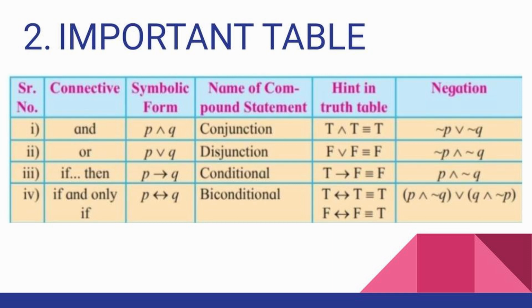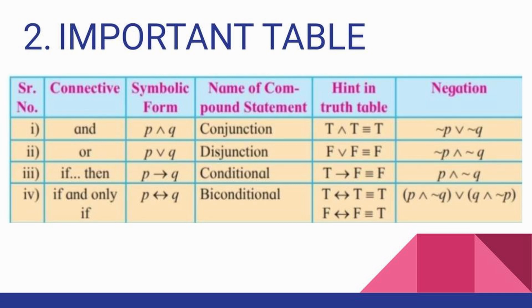We have a hint in every truth table. We studied all the 4 truth tables of the compound statements. In conjunction, true and true is true. All other truth values are false. In disjunction, false or false is false and all other truth values are true.